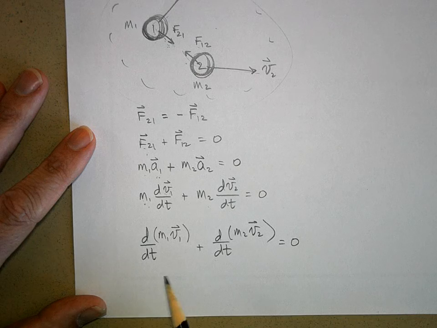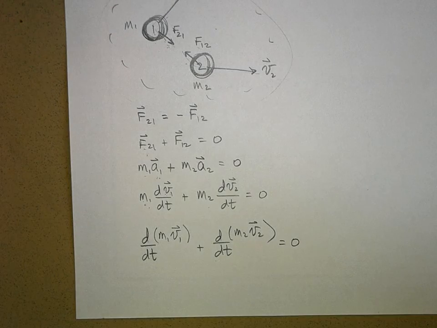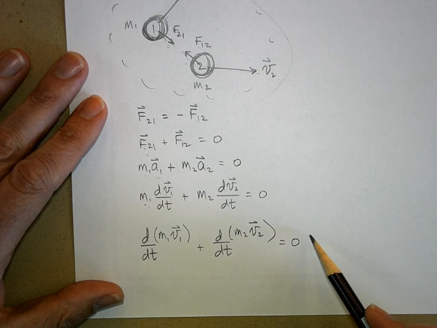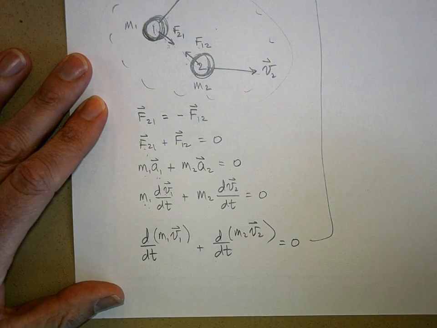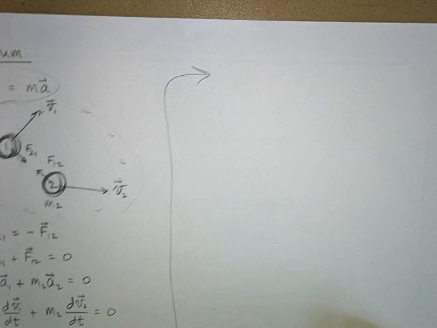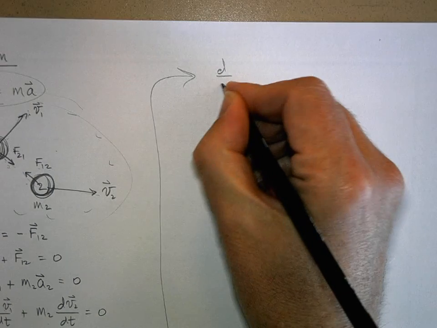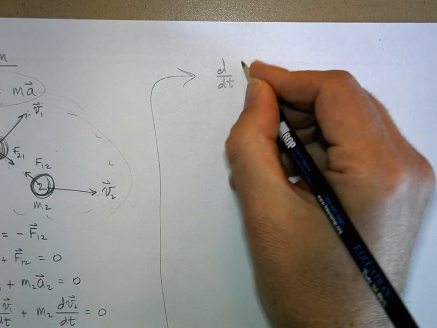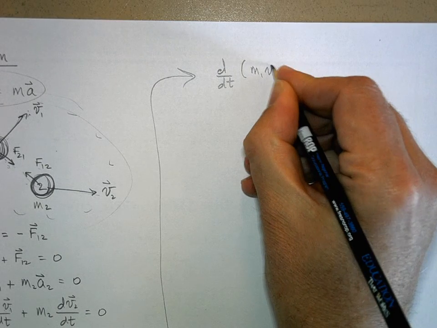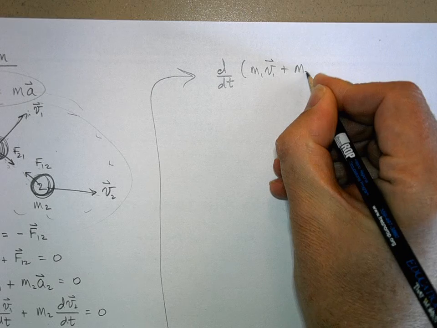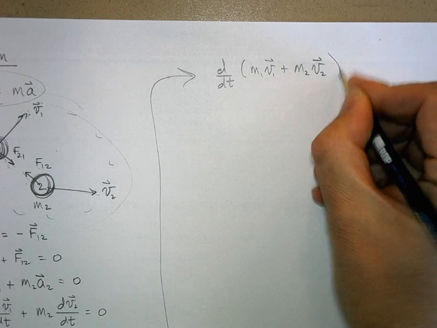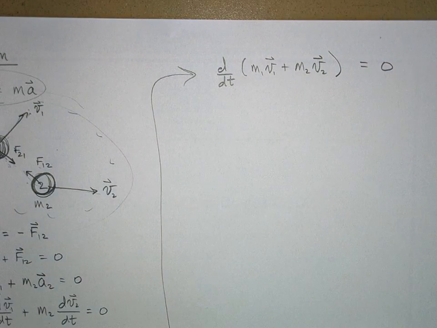Well, the sum of the derivatives is the derivative of the sum, right? Or the sum rule in taking derivatives. So I can take this, and just to make room on my paper, I'm going to go up here. So that turns into the time derivative of the sum. Okay. This is a big deal.